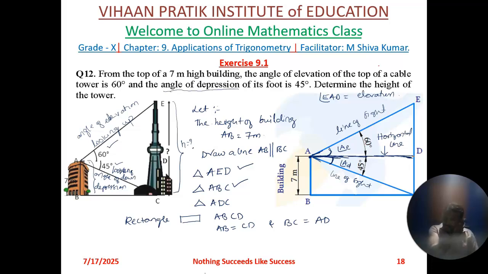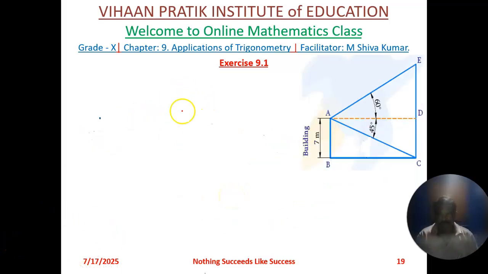Now we'll solve this problem using this rectangle along with the right angle triangle. Students, we'll do it on the next page. ABCD will become a rectangle with sides AB equal to CD equal to 7 meters, and BC equal to AD, which we don't know.